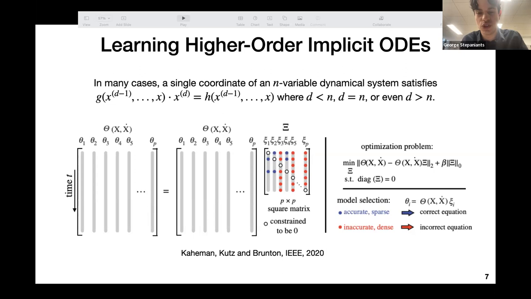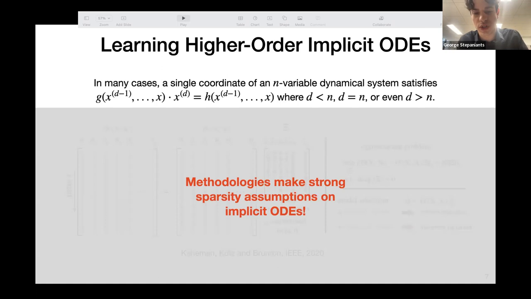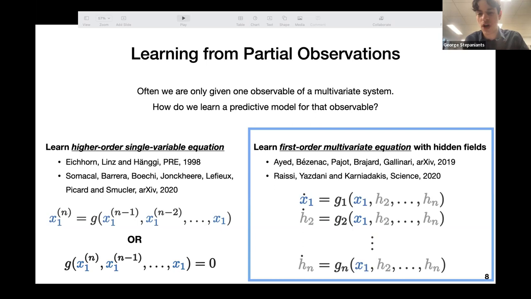In fact, for many of the examples where you try to reduce an n-dimensional system to a higher order equation in one of its variables, you get systems that actually aren't very sparse. So the sparsity assumption usually does not hold, and it's hard to learn these kinds of higher order implicit ODEs in practice. So the completely opposite approach, which will be the focus of the rest of my talk, is instead of trying to learn these higher order models, another idea you might have is to take X1 and append onto it n minus one additional variables, on which you don't have any observations. But you hope that if you're able to optimize this model, then these additional fields H2 through Hn will help drive the dynamics of X1 to fit whatever data you've collected.